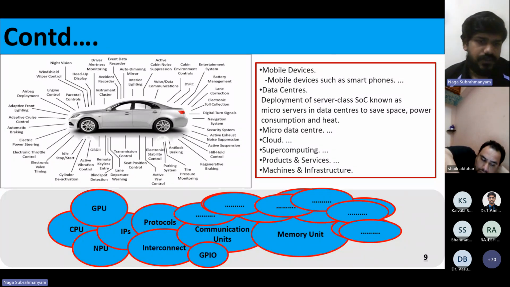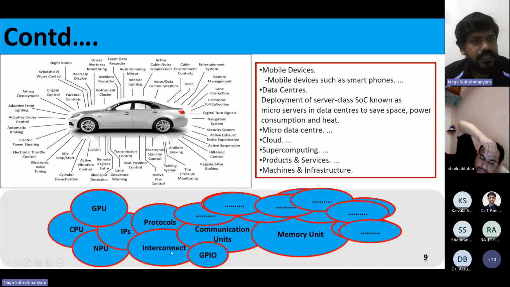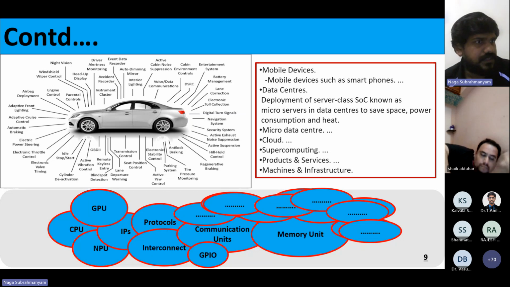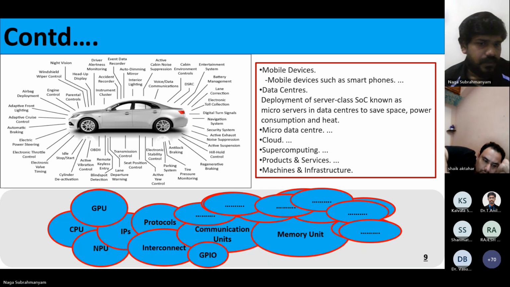Okay, we have so many protocols. I will tell you what the various protocols are. The big thing is interconnect: how all these subsystems in an SOC are interconnected with each other and how they exchange data. At the end, what is a digital system? A digital system is nothing but garbage in, garbage out. Whatever you put in, that will come out, or that can be manipulated. So the most important part of the SOC is the interconnect.